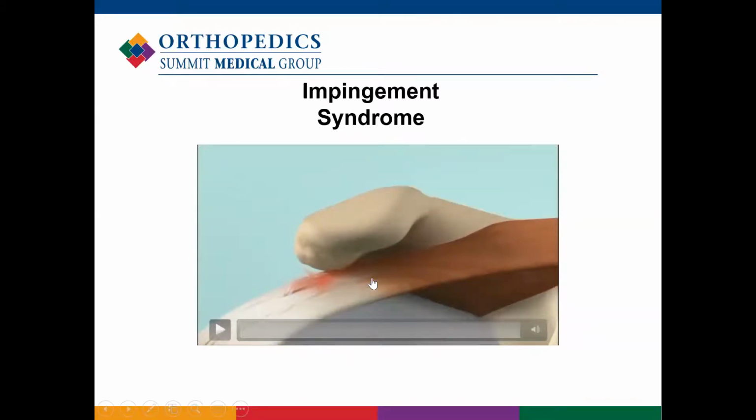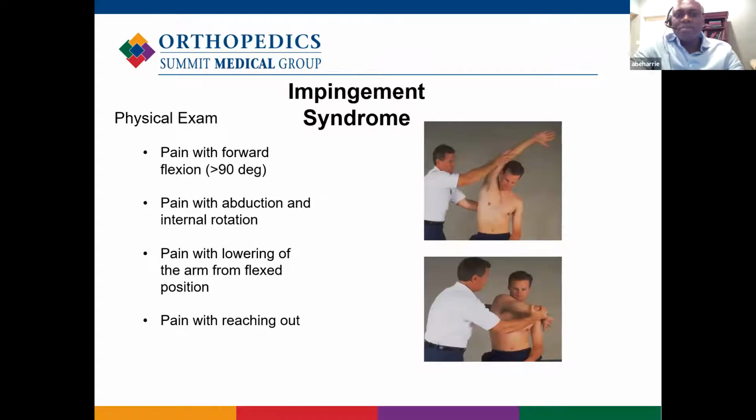rotator cuff. On physical examination, patients typically will have pain when the arm is raised overhead, such as in this diagram. Pain can also be reproduced when the arm is raised and abducted and then rotated in, because that causes impingement of the rotator cuff against the roof of the acromion. But patients will often have pain as well as you lower the arm from an overhead position or pain with reaching out.